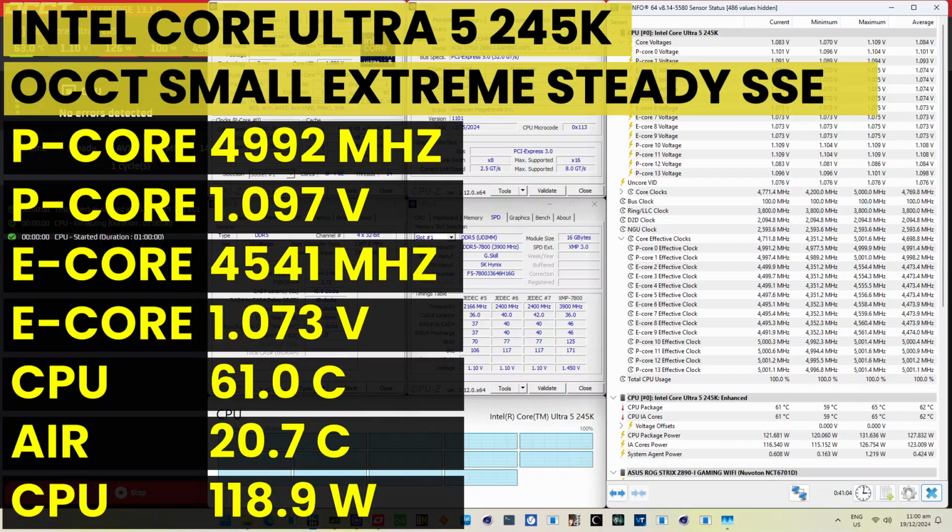When running the OCCT CPU SSE stability test, the average CPU P-core effective clock is 4992 MHz with 1.097 volts, and the average CPU E-core effective clock is 4541 MHz with 1.073 volts. The average CPU temperature is 61 degrees Celsius, and the average CPU package power is 118.9 watts.